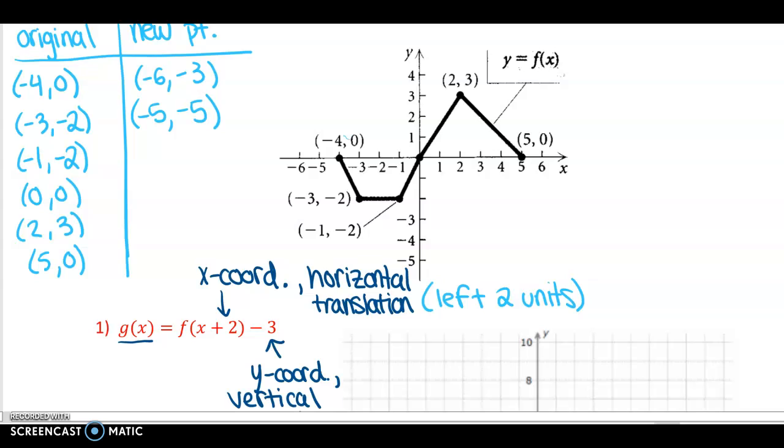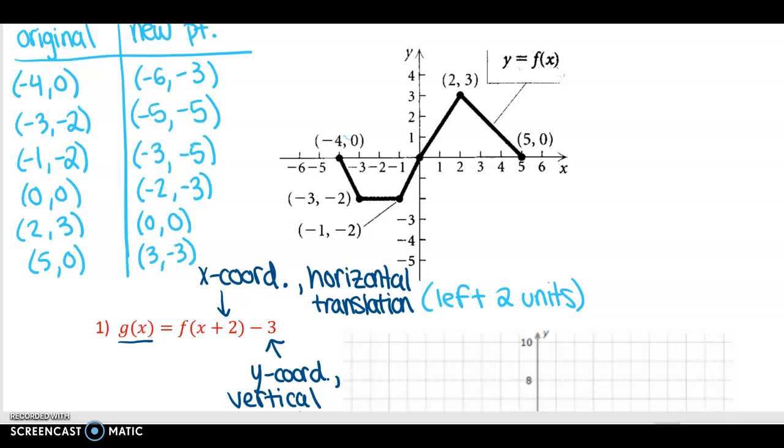I'm going to pause the video for a second, and I'm going to move all of these points left 2 units and down 3 units, and then I'll come back with what it should look like. Try this on your own. Okay, if done correctly, these are the points you should have. Moved left 2 units, which affects the x-coordinate, down 3 units would affect the y-coordinate.